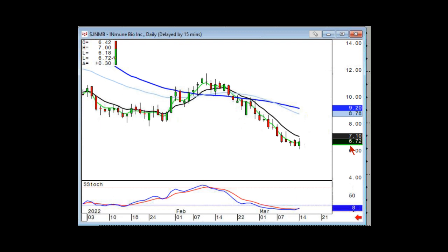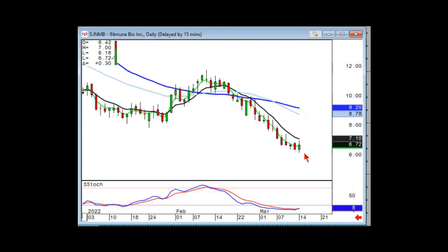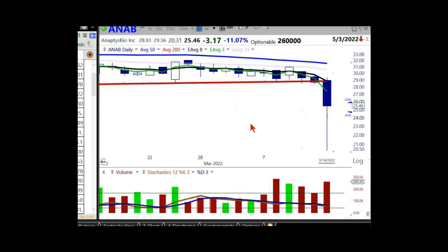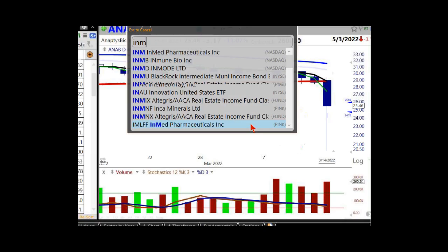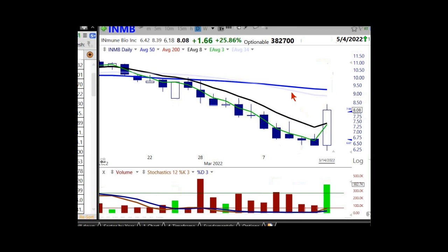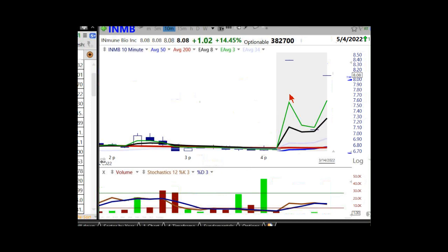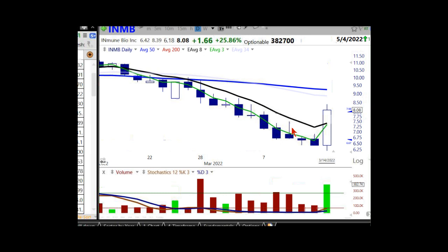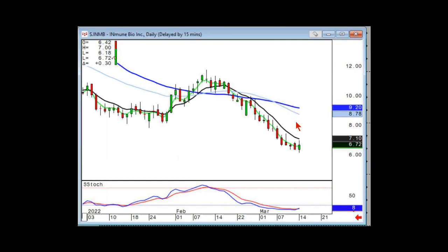I have no idea. Oh, I know why this one. I think after hours it must have closed up here. Let's go check on that. Yes, so after hours they must have announced something. Oops, it's just kind of gapped up. This one, INMB, on a positive open tomorrow.